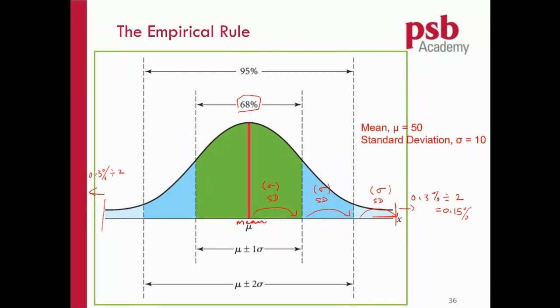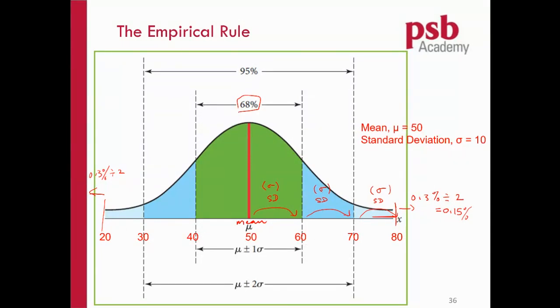If you have a mean which is 50 and a standard deviation which is 10, then the number right in the middle should be 50. Then what's the number next to this? One standard deviation is 10. So 50 plus 10 will give you 60. Okay, so you get something like this: 50 plus 10, plus 10, plus 10, and 50 minus 10, minus 10, minus 10.